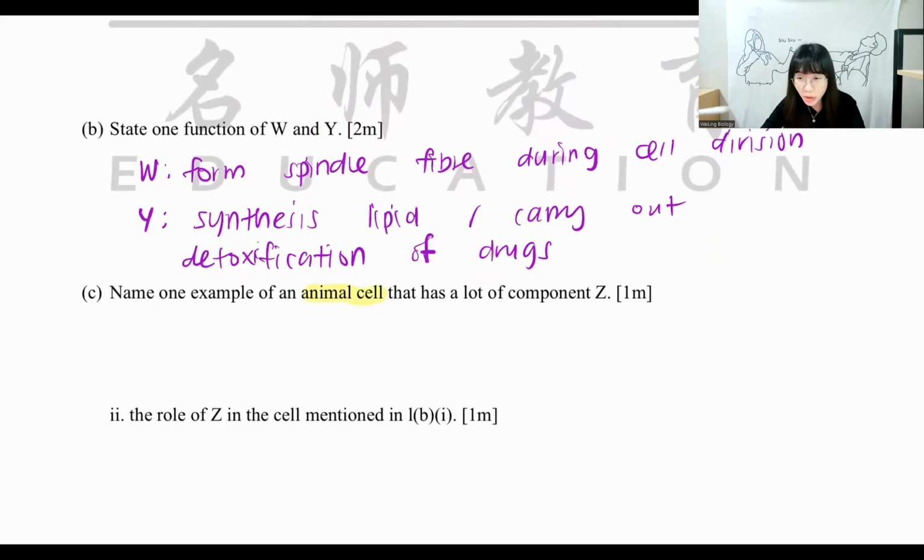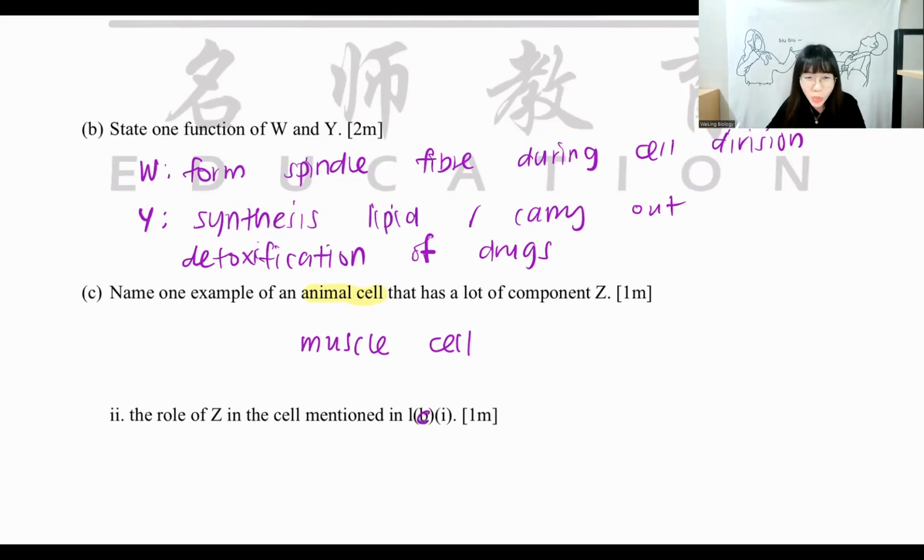You want to write sperm cell also can, you want to write muscle cell also can, but whatever you choose, you need to explain your answer later on. So if you know how to explain sperm cell, then you write sperm cell. If you don't know, then you write muscle cell. Okay, let's say I write muscle cell. Give the role mentioned in C1, not B1.